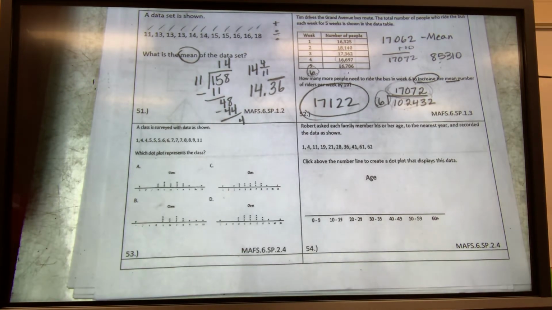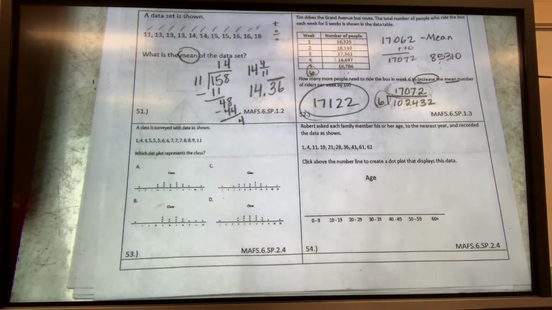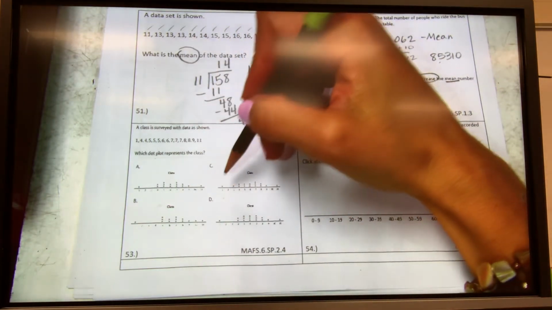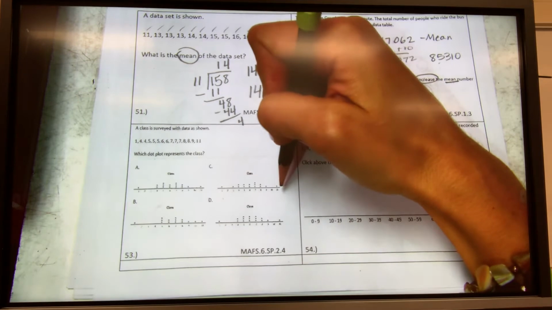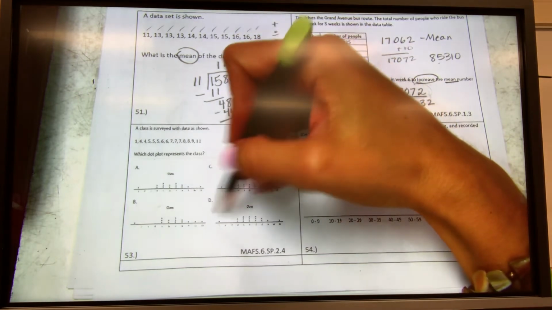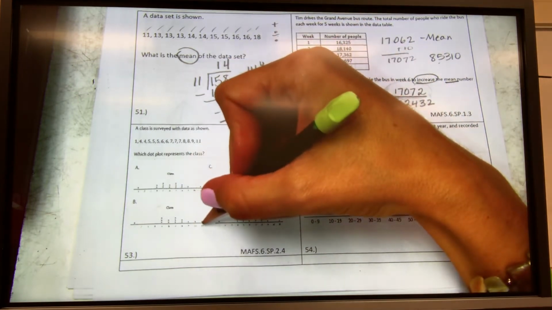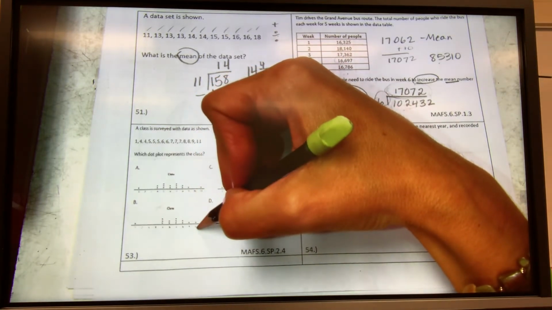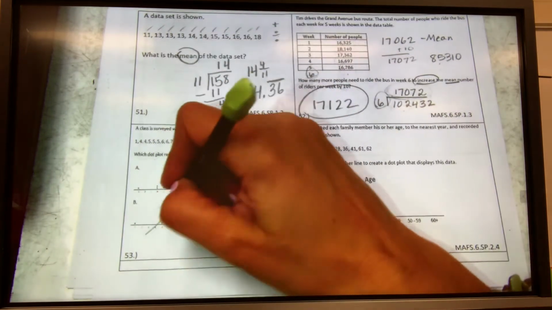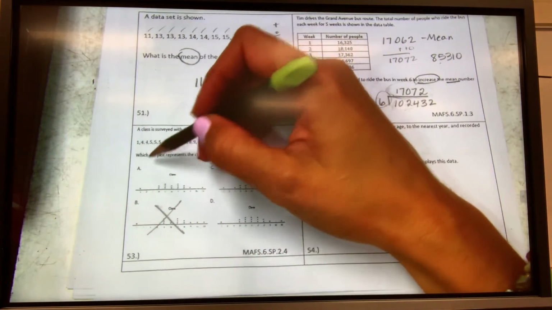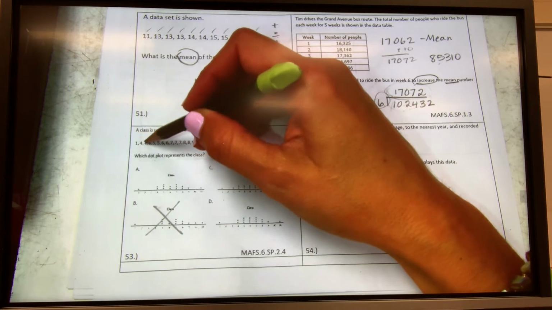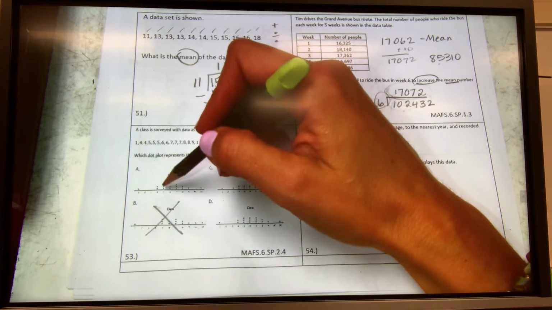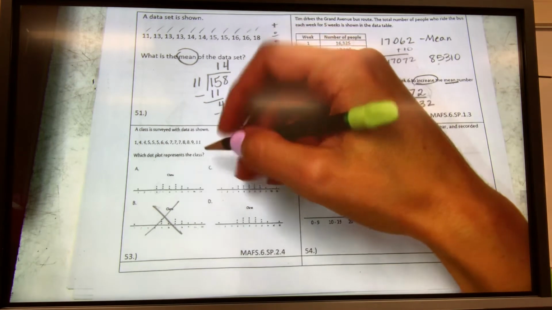53 says a class is surveyed with data as shown. Which dot plot represents the class? Well, I like to look for differences. So here's a difference. This one has, I think, 1, 2, 3, 4, 5, 6, 7, 8, 9, 10. A 10. Well, I don't see a 10 here, so this one's out. Oh, the good thing is this is in order. So 1 and then 4, 4, and there's only 2 of them. So that one's right.